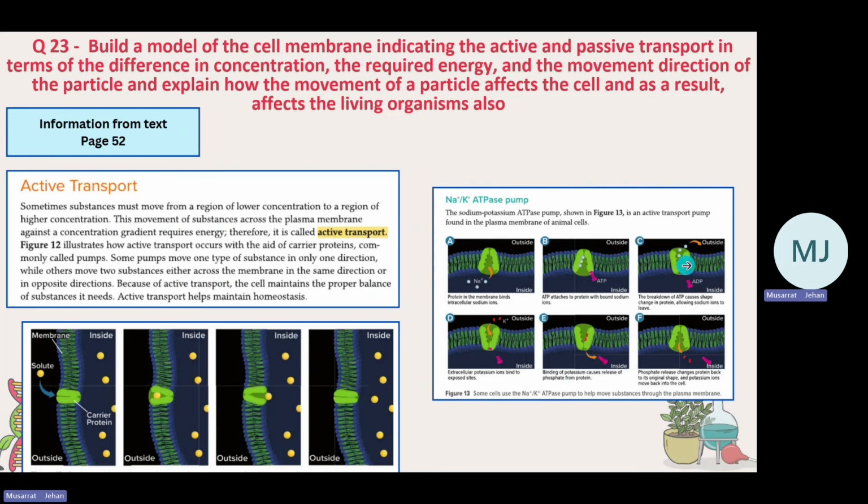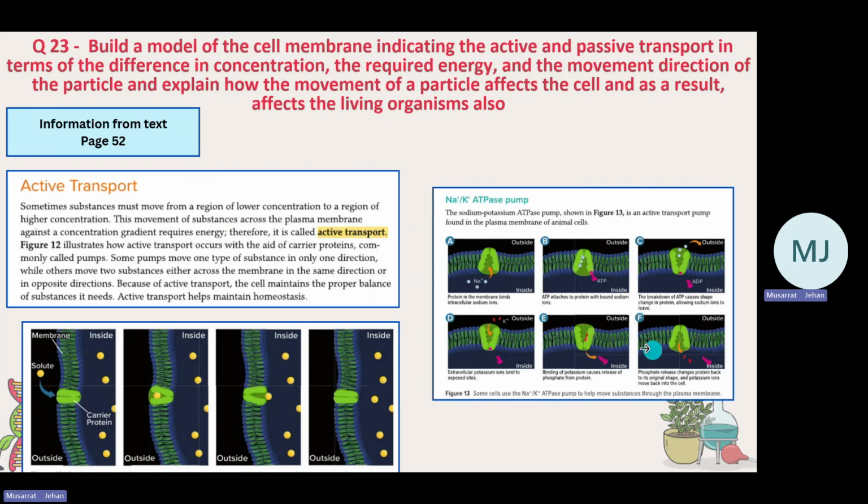Do you understand these 3 steps? 3 ions attach. They bind with the carrier protein. Once they bind with the carrier protein, ATP attaches to the protein, gives energy by changing into ADP, and because of this energy, the protein changes shape and sodium ions go out. Clear?